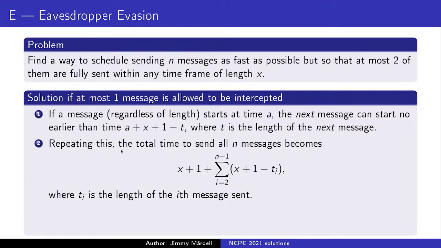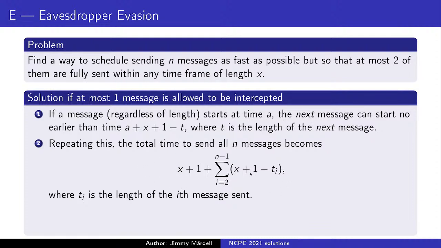And if you repeat this and work out what happens, the total time to send all of the n messages becomes x plus 1 plus the sum from 2 to n minus 1 of x plus 1 minus ti, where ti is the length of the ith message that you send. So for every message that you send, the start time increases by x plus 1 minus the length of the message.